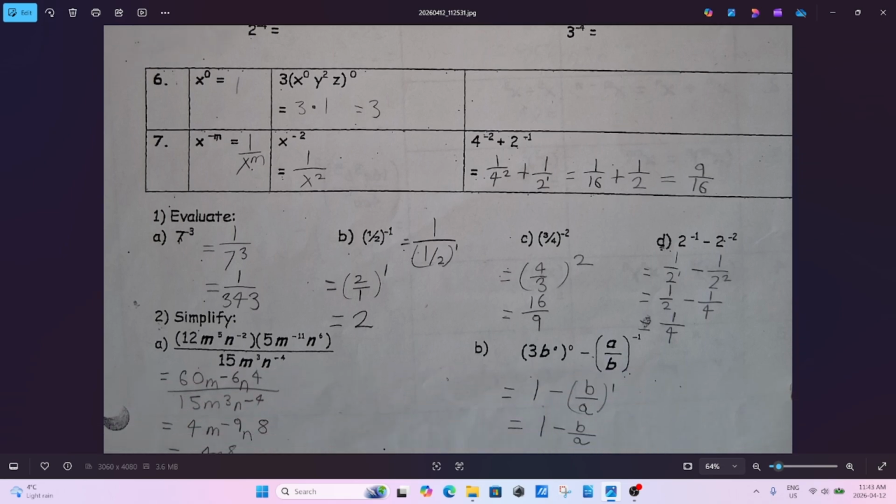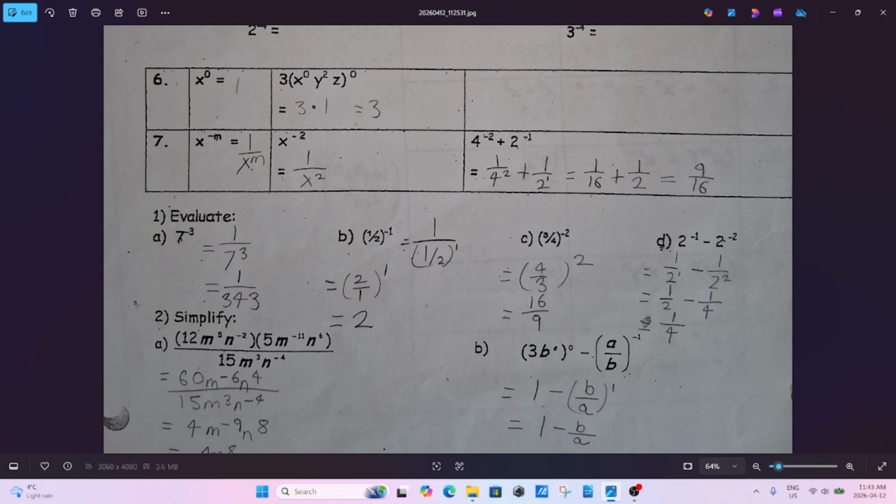And then 7, x to the negative m equals 1 over x to the m. So x to the negative 2 just equals 1 over x squared. So here's an example. 4 to the negative 2 plus 2 to the negative 1 is just equal to 1 over 4 squared plus 1 over 2, which is equal to 1 over 16 plus 1 over 2, which is equal to, so you make a common denominator and then you just add the fractions.